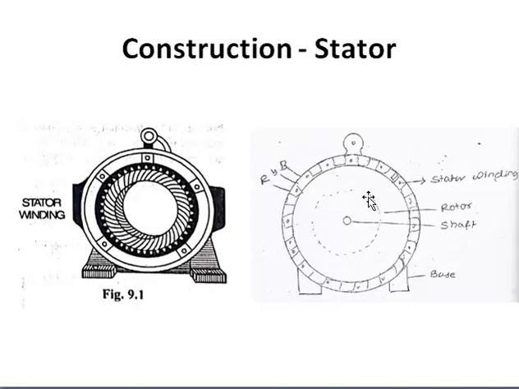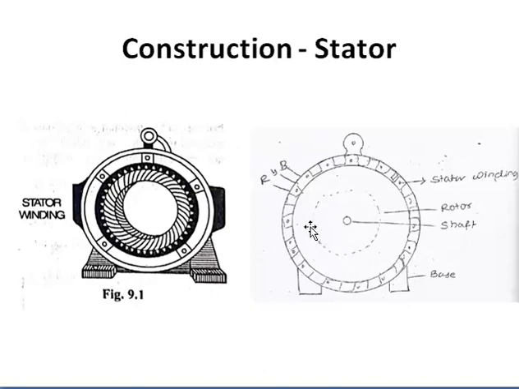So EMF is induced in all the rotor conductors or the rotor bars. Now EMF is induced, and the rotor winding is a closed circuit. So there is a path for current to flow. What will happen? That induced EMF will result in a rotor current. So rotor current will start flowing inside all those rotor bars or the rotor conductors.